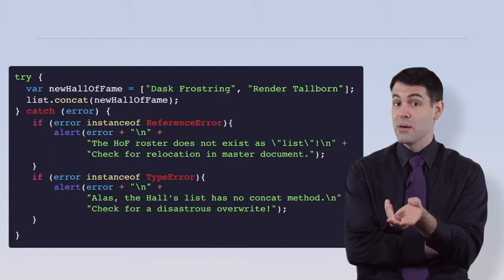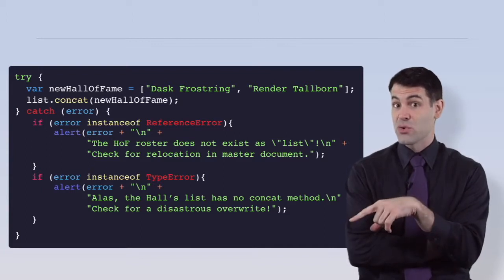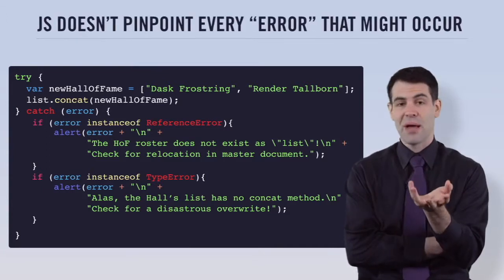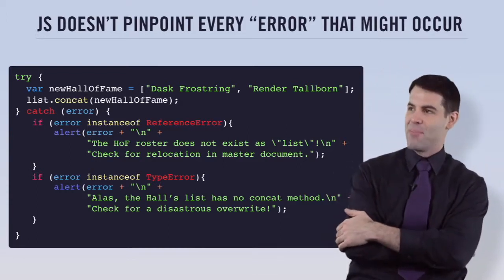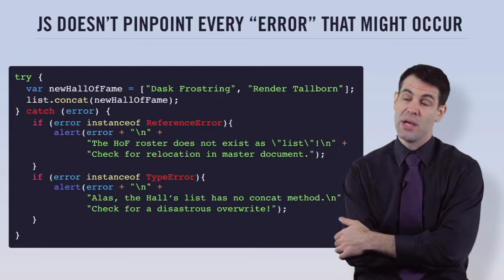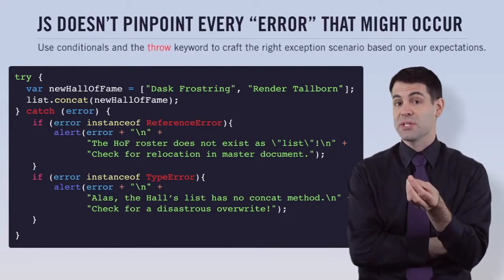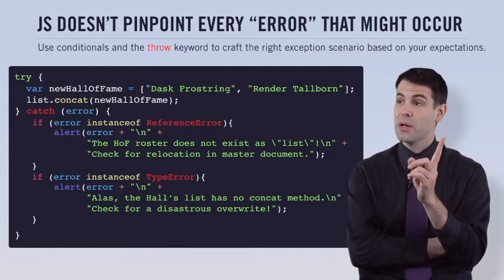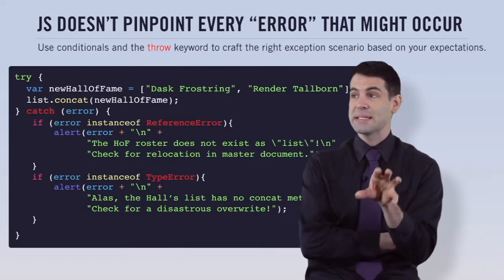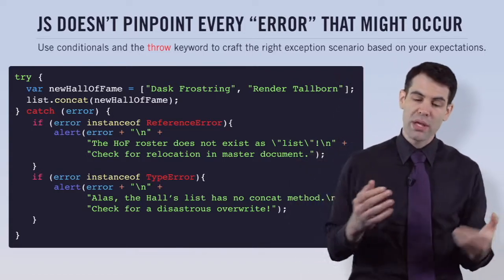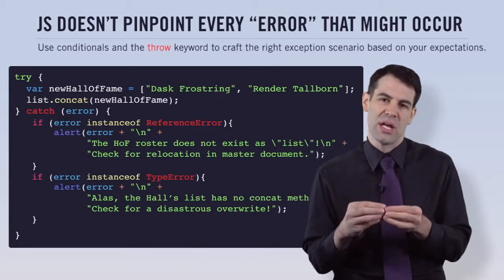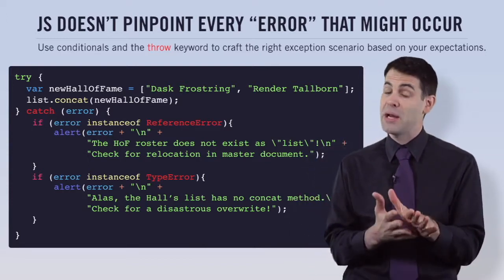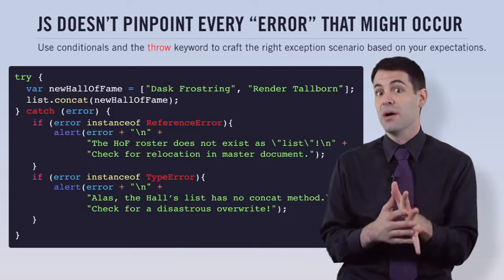The thing you want to take note of as a result of that string possibility is that JavaScript will not pinpoint every single error that could ever happen right inside your code. Instead, you want to use conditionals and the throw keyword in order to craft the right exception scenario based on what you think your code should do, which means you need to have a real intuitive knowledge of all the places that errors might occur in your environment of data.